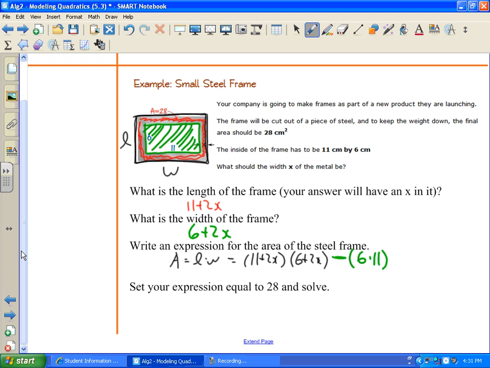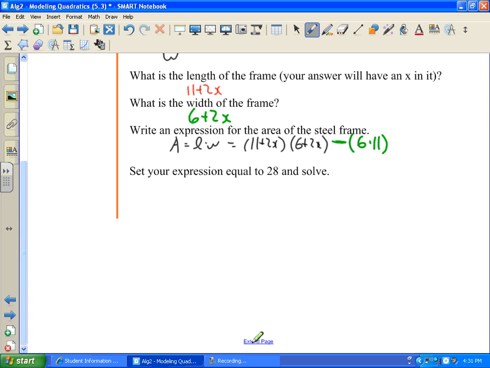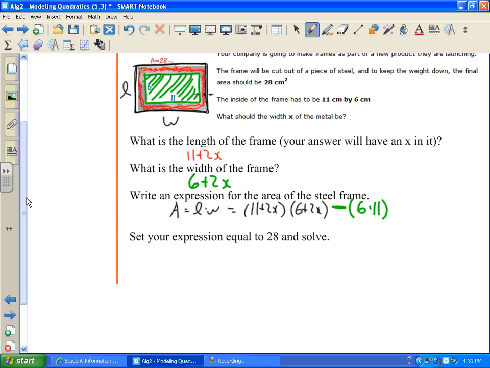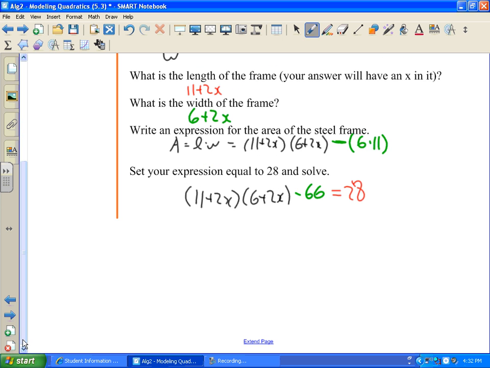So now that is an expression for the area of that steel frame. And what does the area of the steel frame need to be equal to? Well, that needs to be equal to 28, Mr. Wood. Yep. So that's what we're going to write. We've got 11 plus 2x times 6 plus 2x. That's length times width of the big black rectangle. We're subtracting out the area of the green rectangle, and we're going to set it equal to the area of the steel frame, and that's 28.